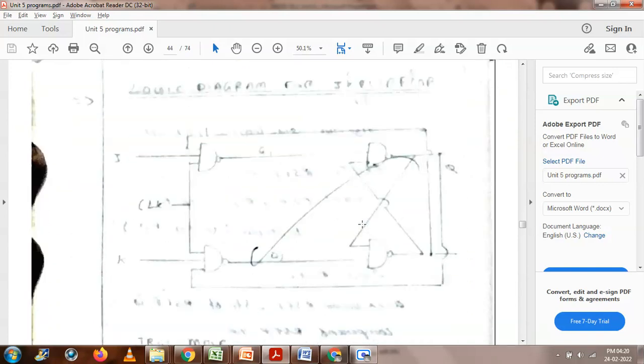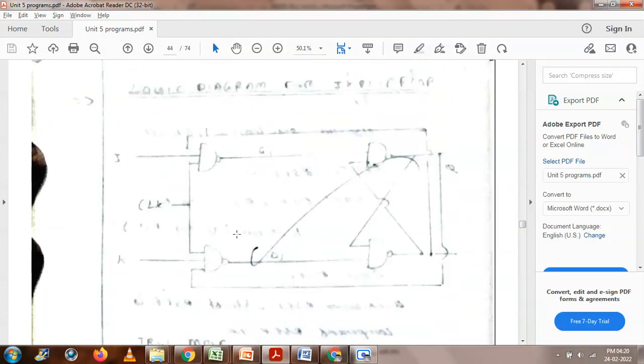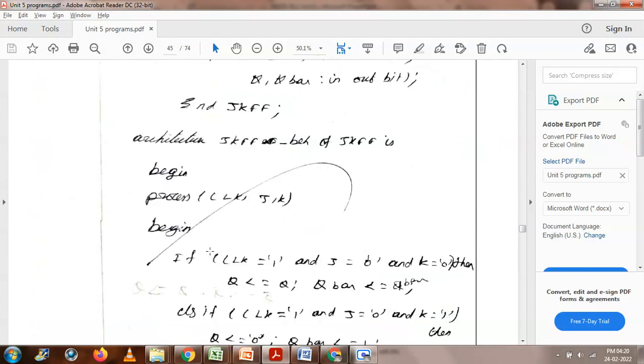And next one is the JK flip flop. So this is a diagram. It's a simple JK flip flop. So the output is connected to the input, and here also the output is connected to the input. So this is the coding part.